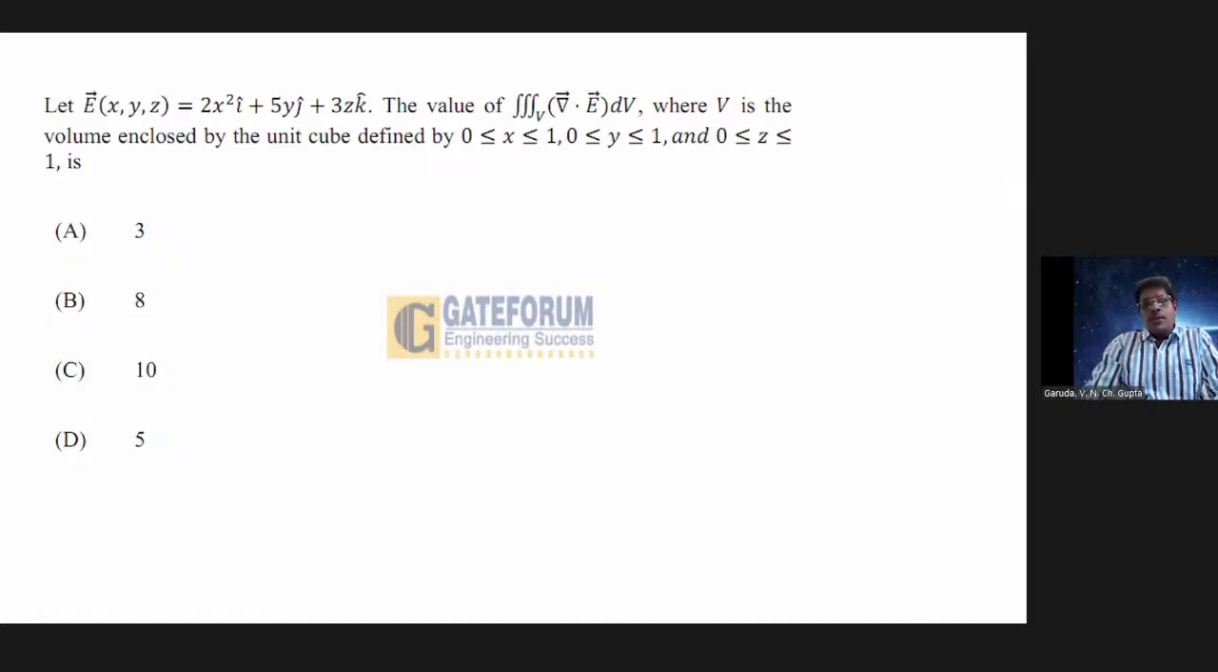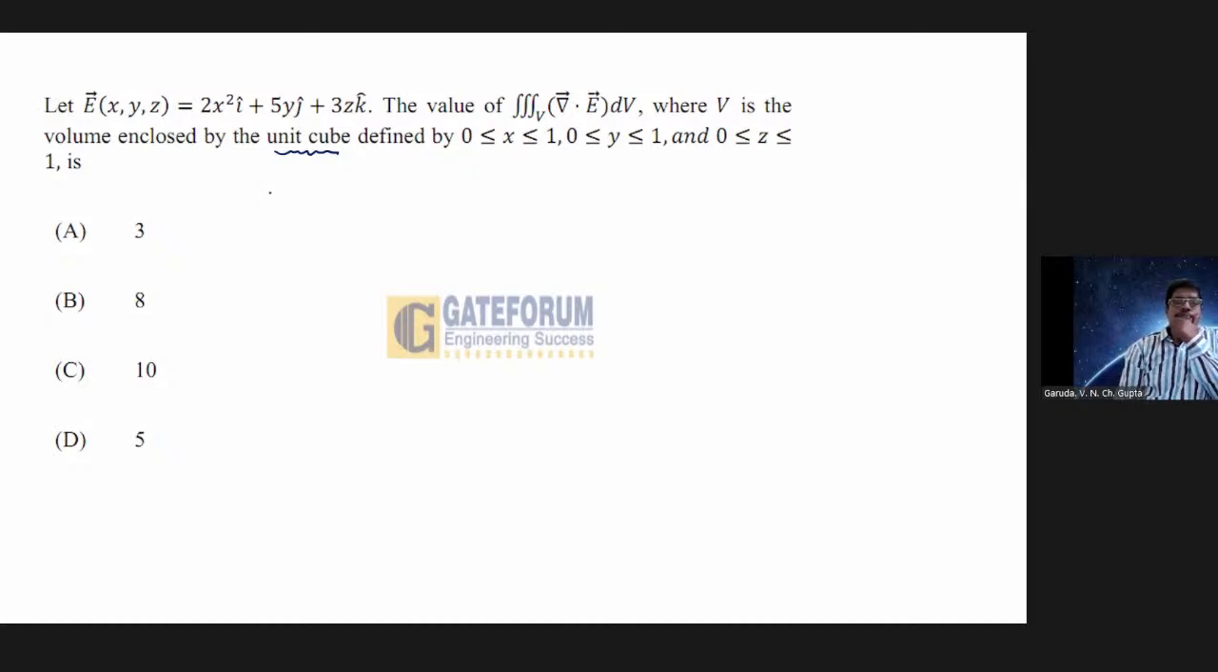Unit cube means a cube having all the sides equal. The length of each side is 1. So such a cube is called a unit cube, defined by 0 less than or equal to x less than or equal to 1, 0 less than or equal to y less than or equal to 1, and 0 less than or equal to z less than or equal to 1 is dash. Four options are given. So what is a unit cube? Side length equal to 1. The length of each side is equal to 1 in a cube.